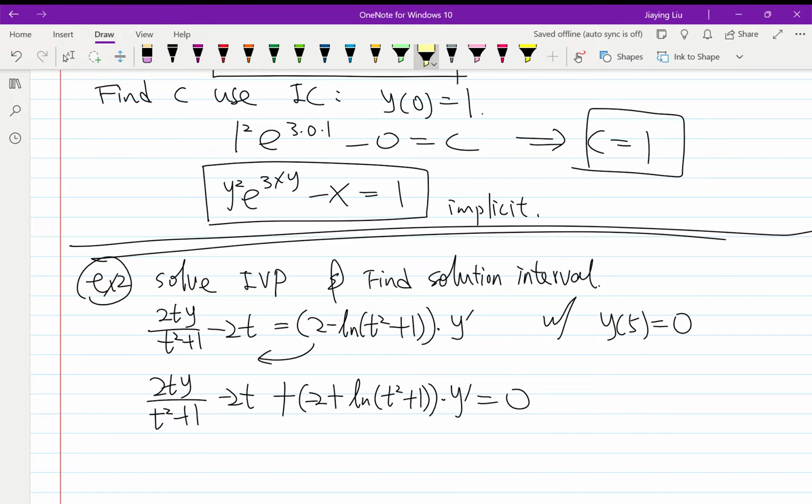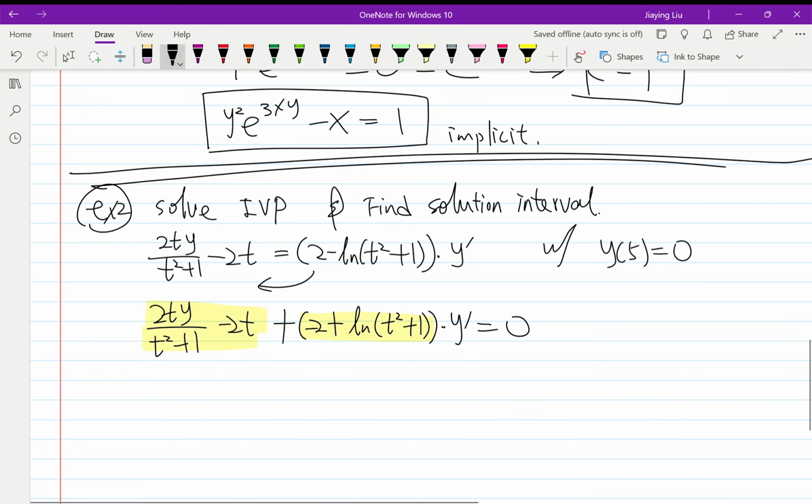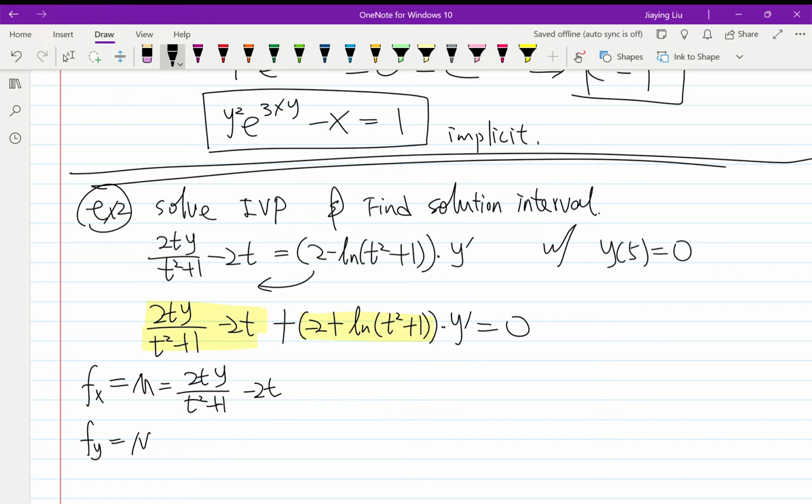And by just looking at this, we know which one is m and which one is n, right? Because the part that is multiplied by the derivative is n, and the one that doesn't have a derivative attached to it is m. So I'm going to call this m, which is f sub x. It's going to equal 2ty over t squared plus 1 minus 2t. And then f sub y equals n, which is going to be negative 2 plus natural log of t squared plus 1.